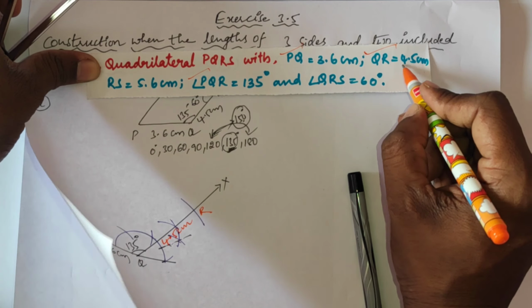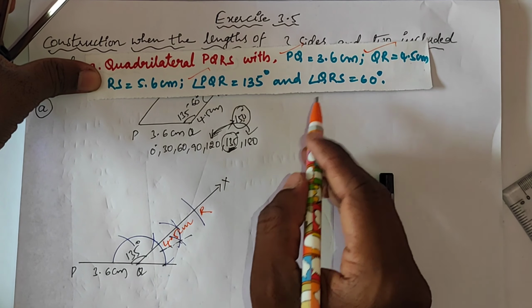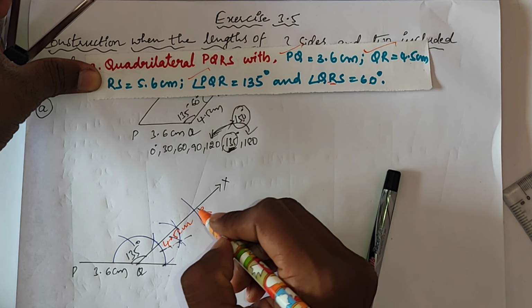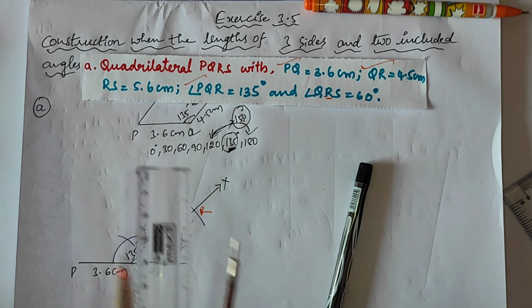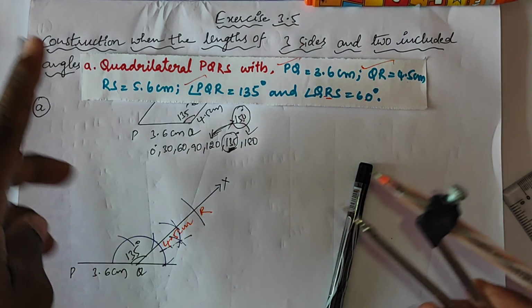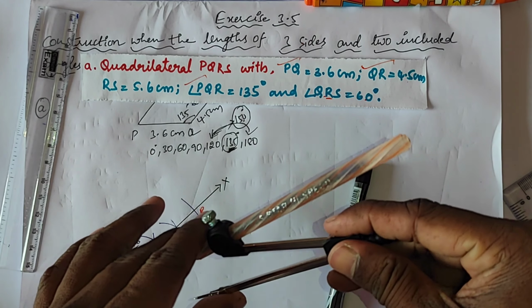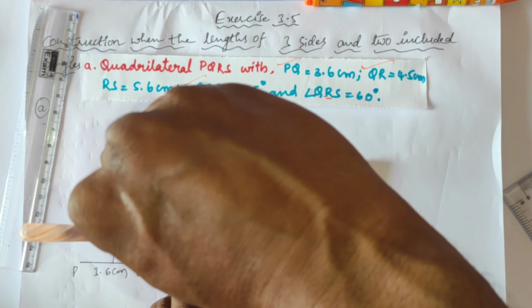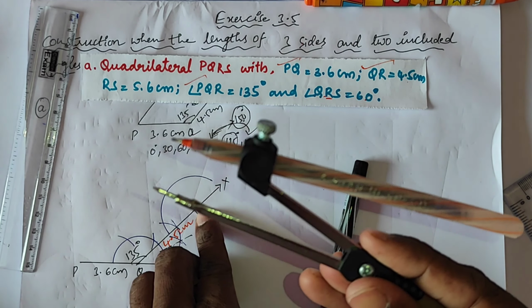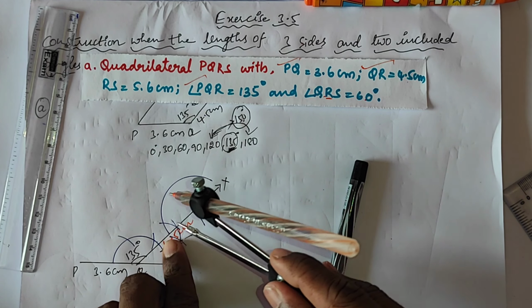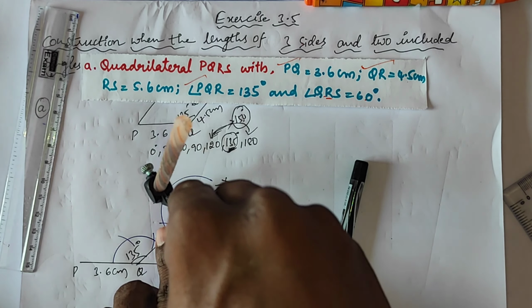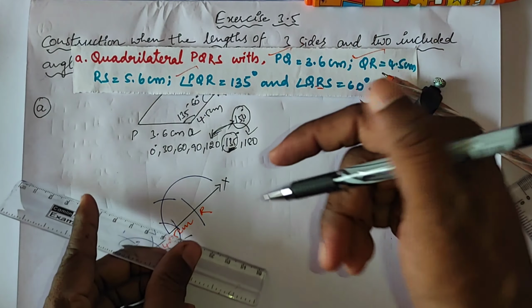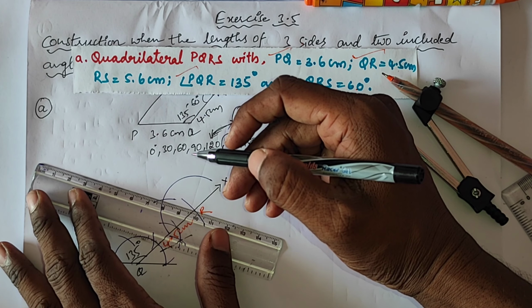So we completed base PQ and angle 135 degrees, and QR 4.5 centimeters. Now we have to construct an angle, how much? Angle R. Angle R how much is there here? 60 degrees. With respect to R, now we have to construct 60 degrees. So 60 degrees is a very easy one. Take any radius, I am considering center as R, drawing an arc. Okay, now without changing radius, considering this intersecting point, I am cutting the previous arc. Yes, we got the intersecting point. This measure is 60 degrees. So drawing a ray with respect to R.